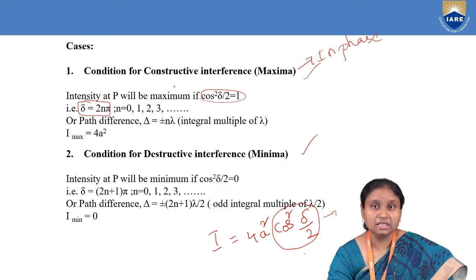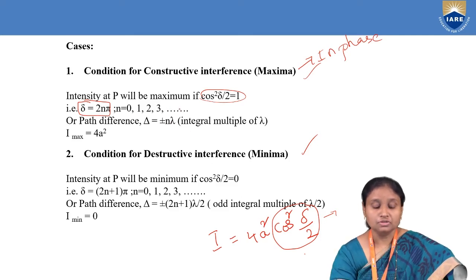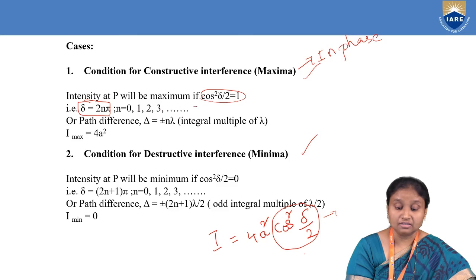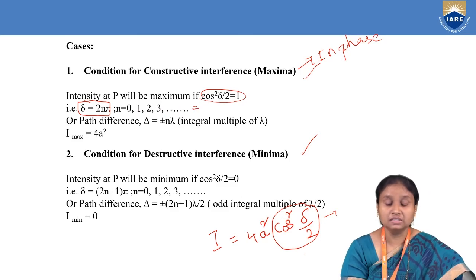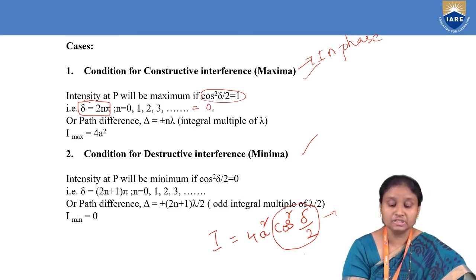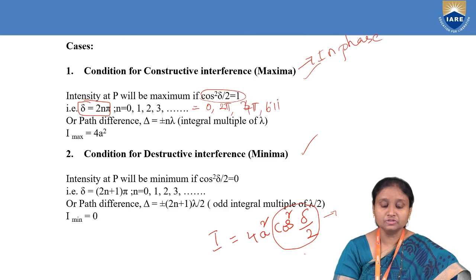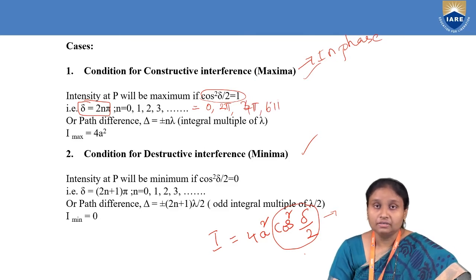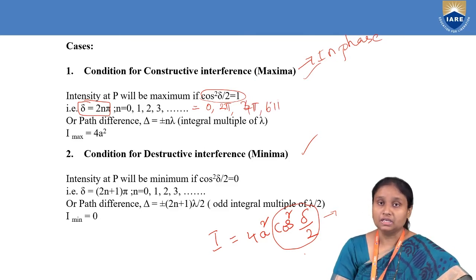And what are the values taken by this integer? It is 0, 1, 2, 3 and so on. So what are those values of phase difference? If I substitute n equal to 0, then it will be 0. If I substitute n equal to 1, I will have 2 pi, then 4 pi and then 6 pi. So these are the multiples of 2 pi which will give rise to maximum intensity.